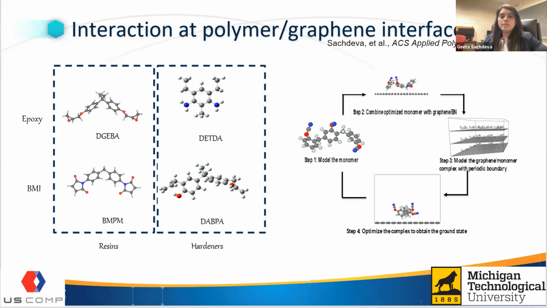With these monomers, people in the literature have used flat carbon nanotubes, but to reduce computational expense, we have used a graphene surface. In the right-hand side figure, I have presented the workflow of this simulation. We first simulate the monomer and then combine it with the graphene surface, and then we optimize it using the density functional theory method. We apply periodic boundary conditions to mimic it as a continuous system.